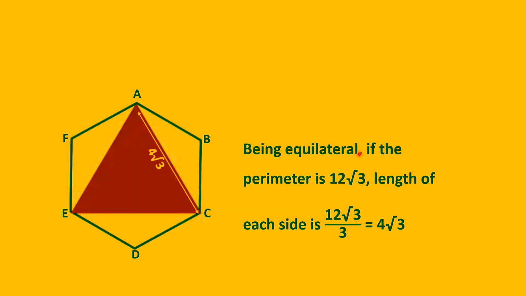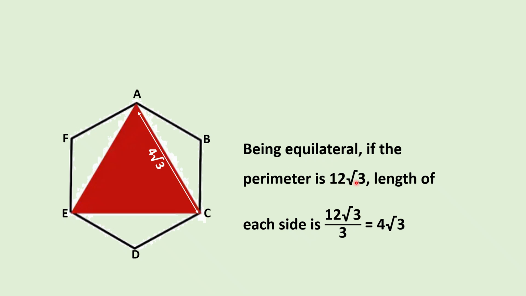The perimeter of the equilateral triangle is given as 12 root 3. Now the triangle is equilateral, meaning all the sides will be of equal length. So if the total of 3 equal sides is 12 root 3, then each side is 4 root 3 units. So this is the first thing we find: from the perimeter of the equilateral triangle, one side of the triangle, which is 4 root 3.